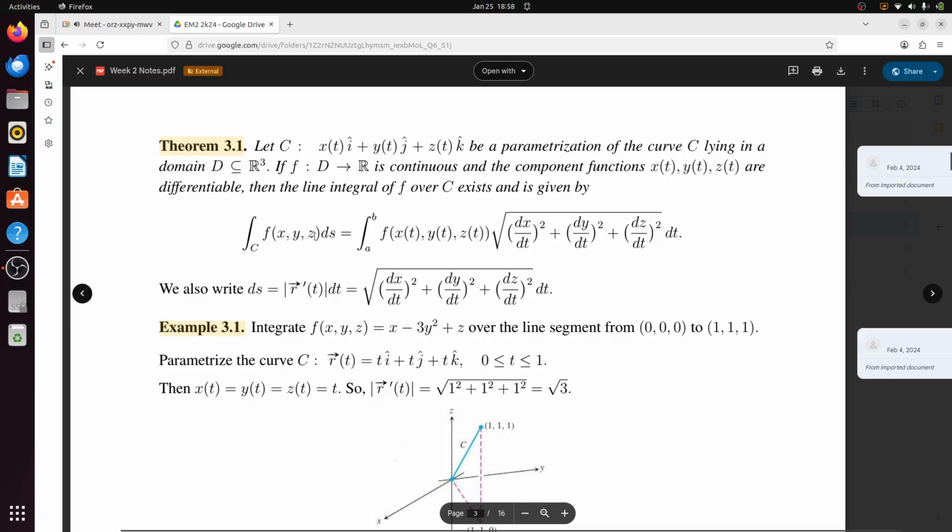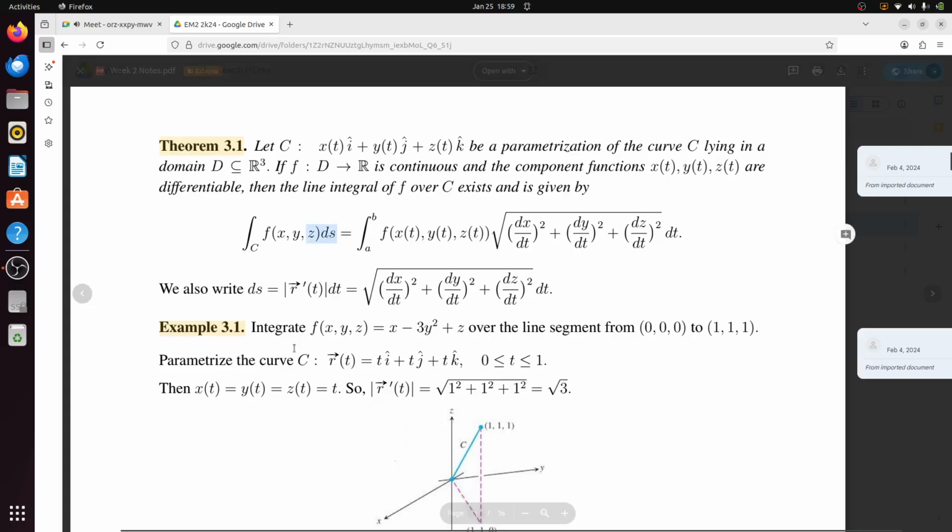So read this theorem. I request each and everybody to please keep a notebook and a pen with you. I will not go into the proof. What does this theorem say? Let r(t) equal to x(t) i cap plus y(t) j cap plus z(t) k cap be a parameterization of the curve C lying in a domain D subset of R cube. If f: D to R is continuous and the component functions x(t), y(t), z(t) are differentiable, then the line integral of f over C exists and is given by the integral over C of f(x,y,z) ds.